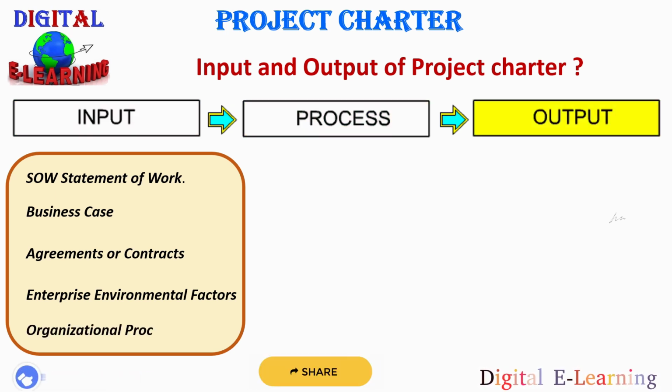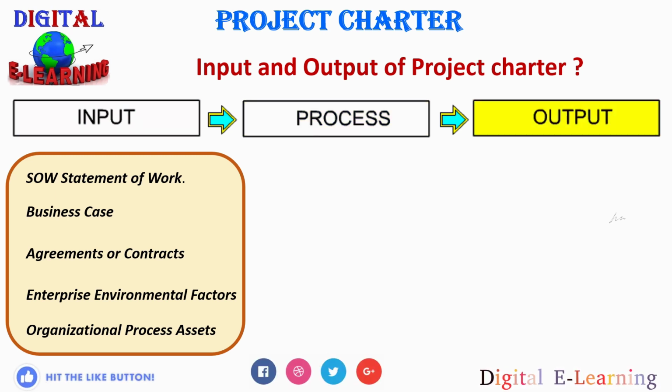Next is the organization process assets. Every organization has its own internal policies, procedures, checklists, templates, as well as the archives of past project documents. So you can learn a lot from these documents and look at their lessons learned, issue logs, and what they did wrong or right. You can use all this, and all this comes under organization process assets.